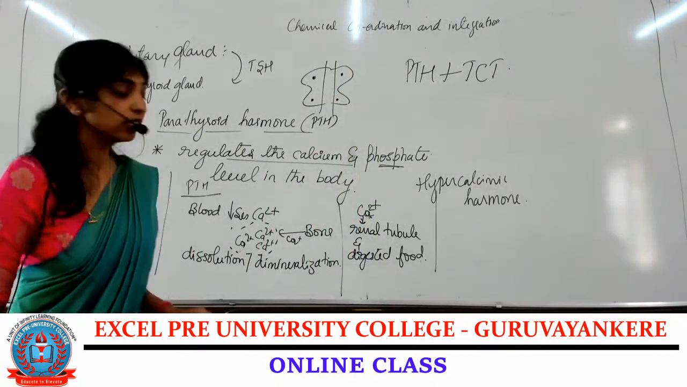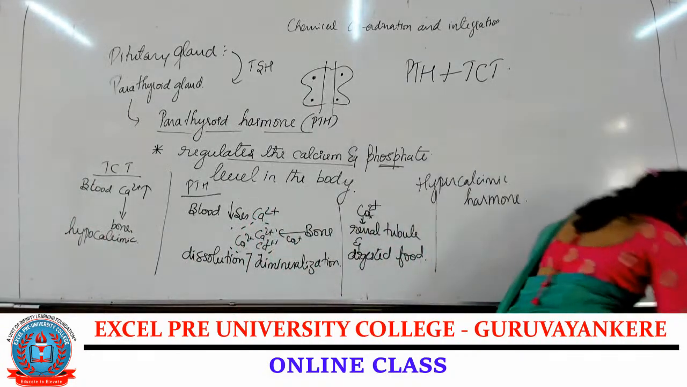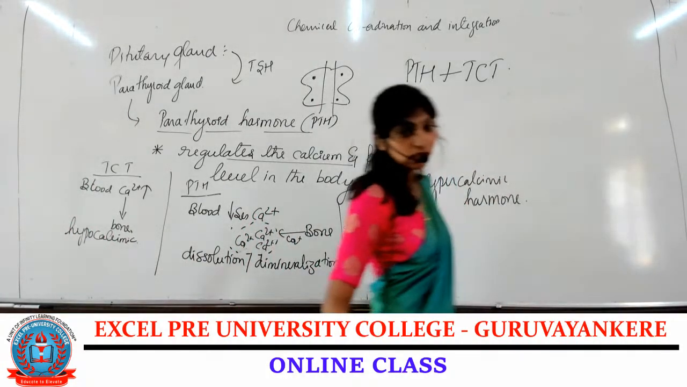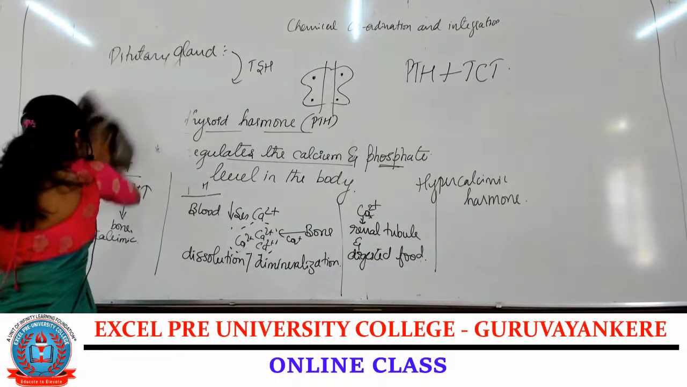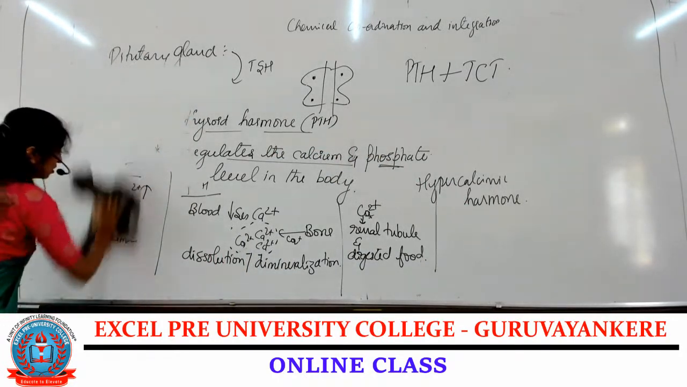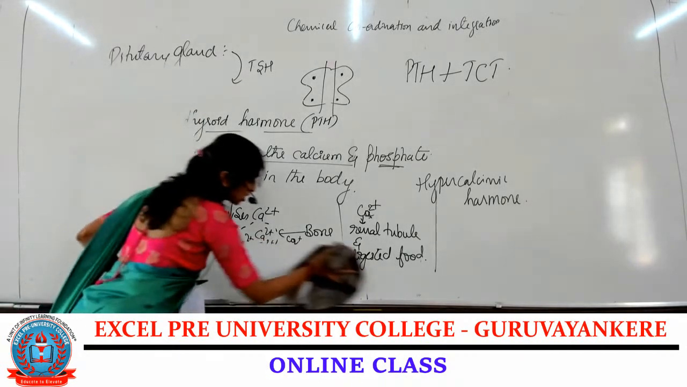thymus. Where is the thymus located? It is present below the lungs, that is, below our chest bone. Which is the chest bone? The sternum. It is in our chest bone, that is, the sternum.